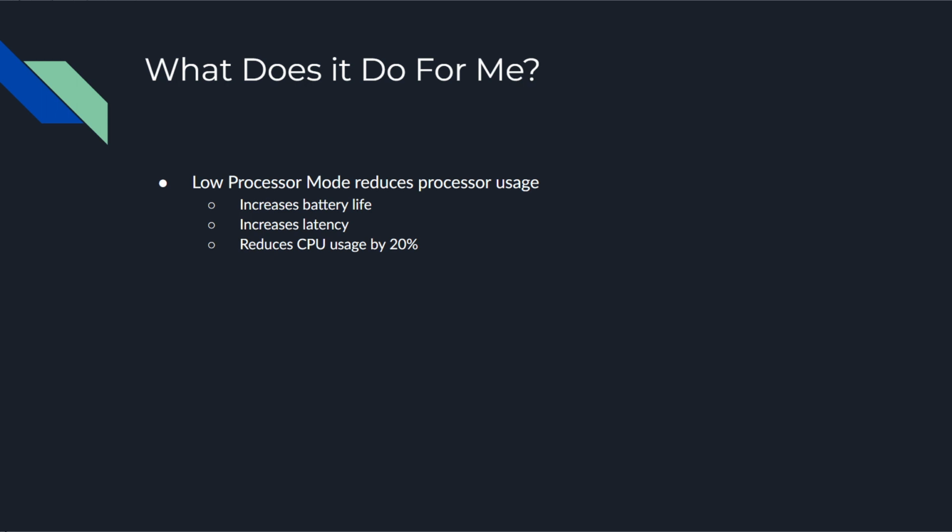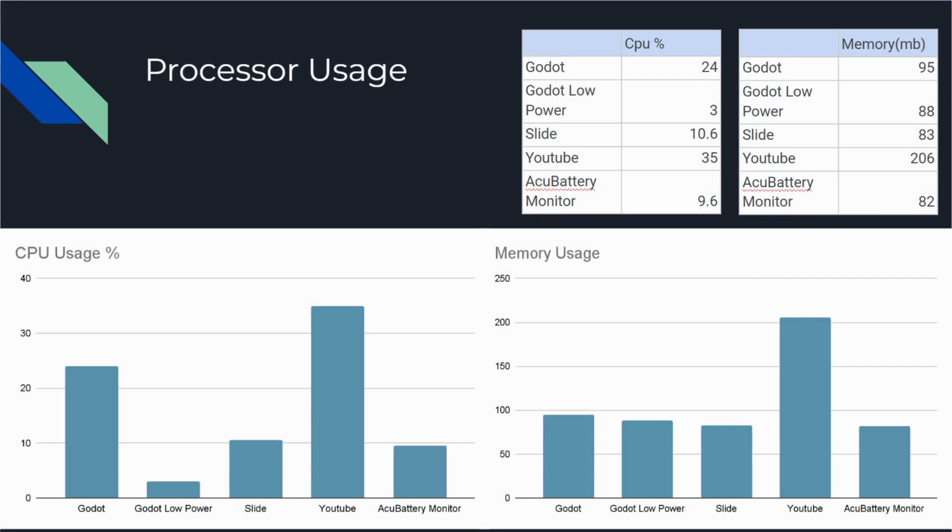Now, the question I know everyone's wondering is how much does it reduce your CPU usage? In my benchmark, it reduced CPU usage by about 20%. I also saw a little bit of variation in my memory usage, but I have a feeling that's not necessarily because of low power mode. It could be because the API call didn't fully go through and maybe some data set isn't being loaded into memory or something like that. So I would take the memory reduction of 10 megabytes with a grain of salt.